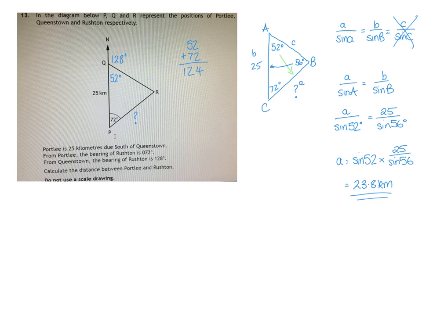Okay, the marks for this one go for getting the angle, the first angle, so the 52. You get the second one for putting in your values into the sine rule. Your third mark is for knowing how to rearrange it to solve it. And your last mark is for your answer.